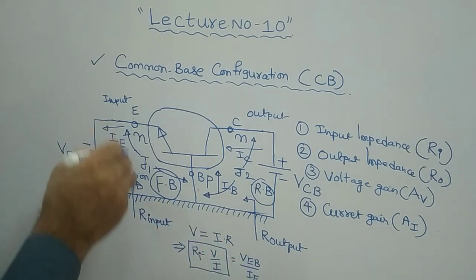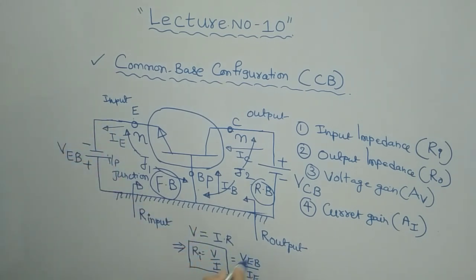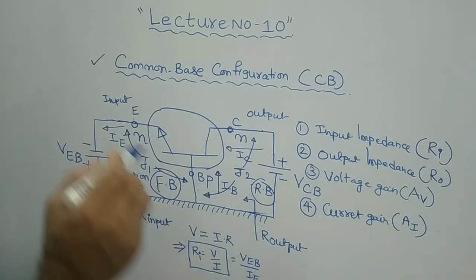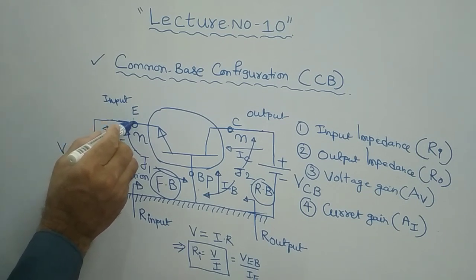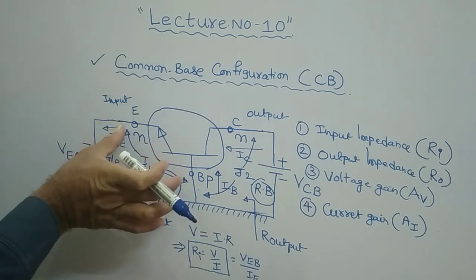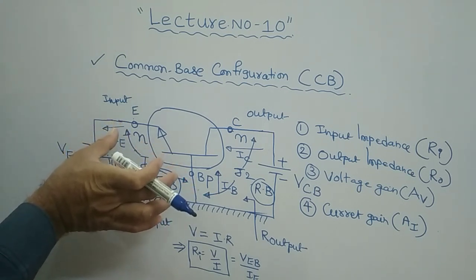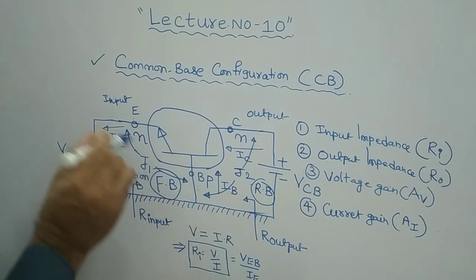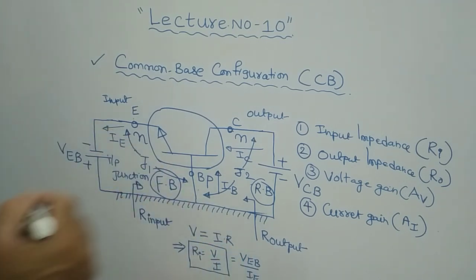So to calculate the input impedance, you must take the ratio of V_EB, the input voltage, by the input current. This is normally the external power supply, but you should consider the voltage between the emitter and base terminals, and the current flowing through the emitter terminal. The emitter current is the input current. Therefore, input voltage by input current gives your input impedance.